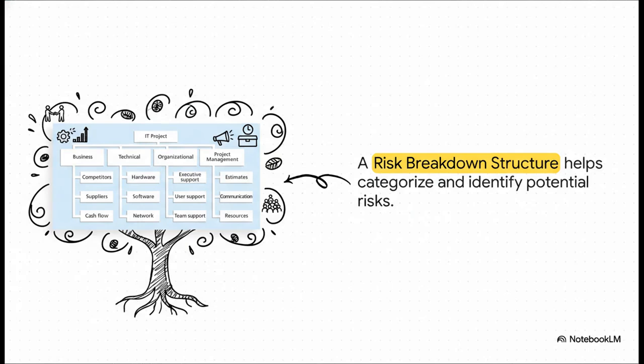Now here's a super useful tool for organizing all of this: a risk breakdown structure, or RBS. It's kind of like a family tree for all your potential risks. So instead of just a long, messy list of worries, you get to neatly categorize them into areas like business risks, technical risks, and so on. It really helps you structure your thinking so you don't miss anything.